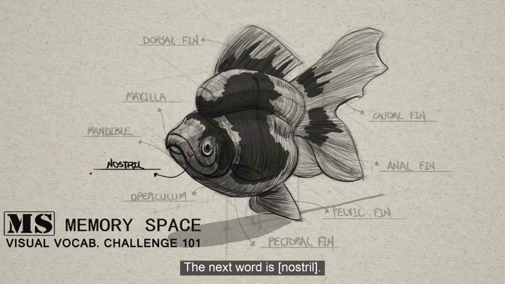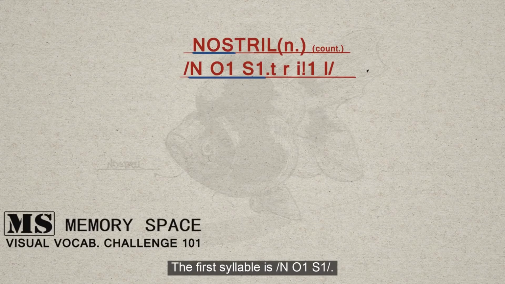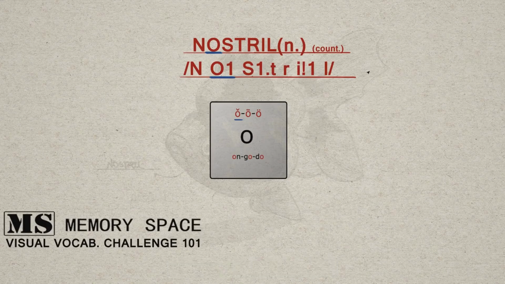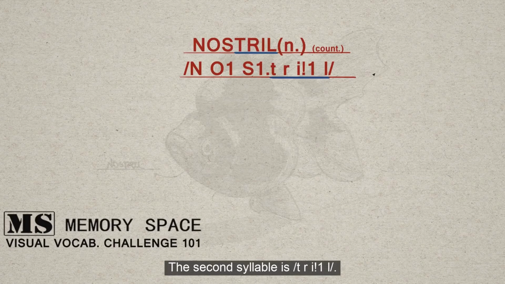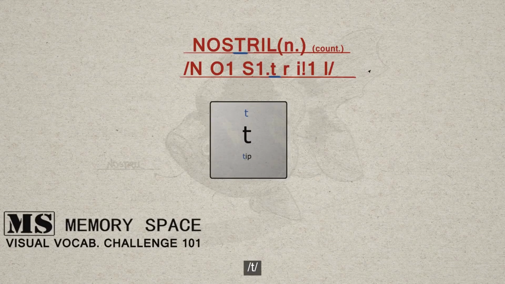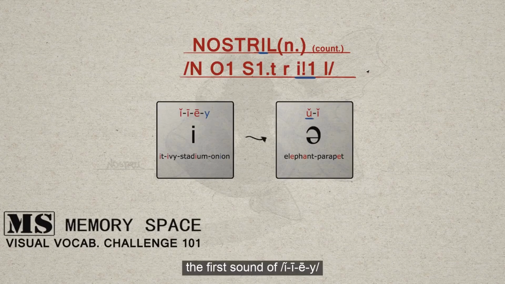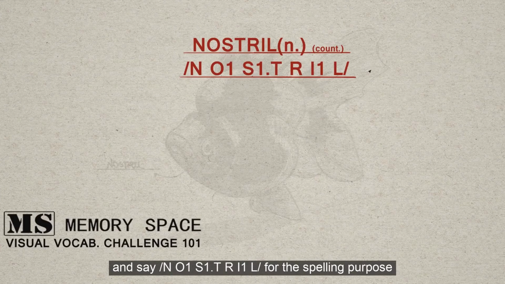The next word is nostril. Nostril has two syllables and the stress is at the first one. The first syllable is nos. The first sound of O. The first sound of S. The second syllable is tril. The first sound of T. The first schwa sound reduced from I. And we apply the say to spell method and say nostril for the spelling purpose by putting the stress on all syllables.